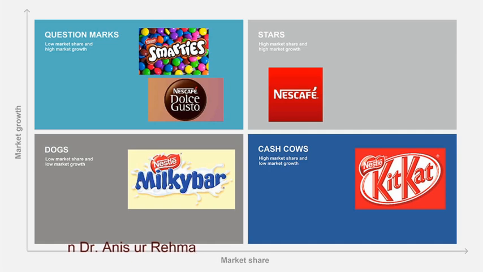And the last one is the cash cow products. So as you can see here, the example of the product is Nestle KitKat. These are those products which have high market share, but the market growth is low because they have already reached the maximum number of customers. So the simple strategy here is to milk these products as much as possible without killing the cow. So you should try to get as much profit as possible from these products without causing any harm to the product. Often the mature and well established products are in this category.